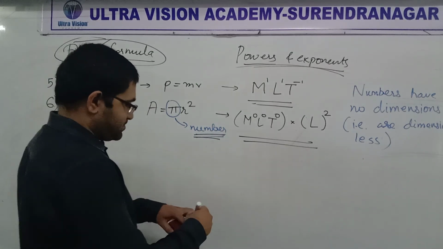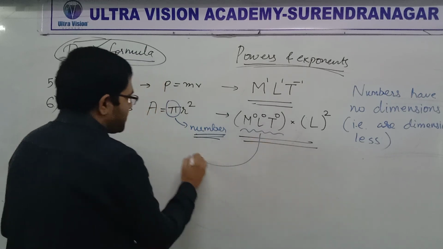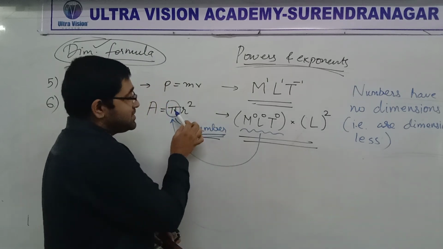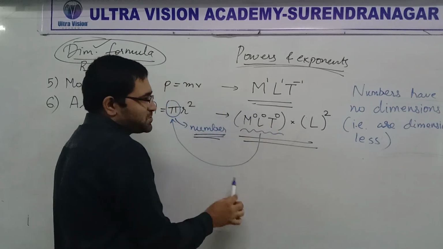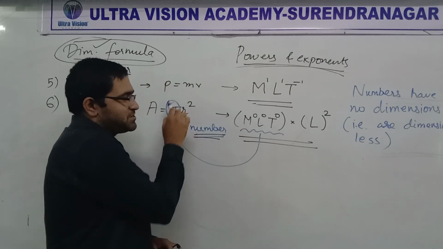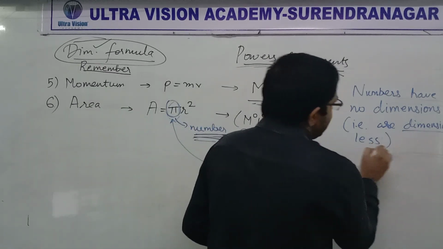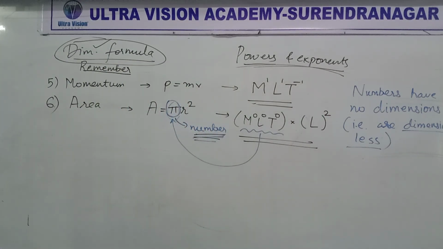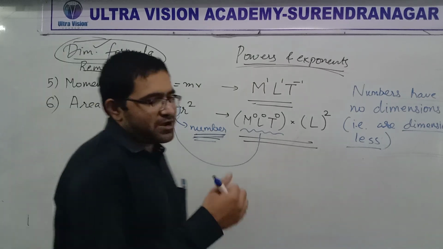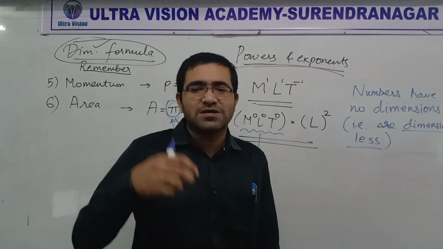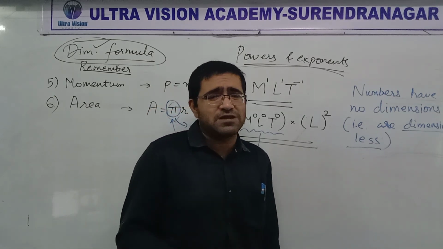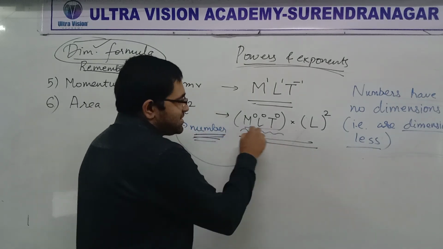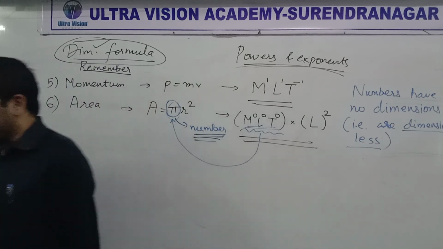What is this for? That is for pi. What is pi? Pi is a number, has no dimensions, means mass raised to 0, length raised to 0, time raised to 0. That is how you can represent a number like pi, because it is dimensionless, that is, does not have any dimension. Nothing in mass, length, time, temperature, current, etc., because it's a number. Clear?